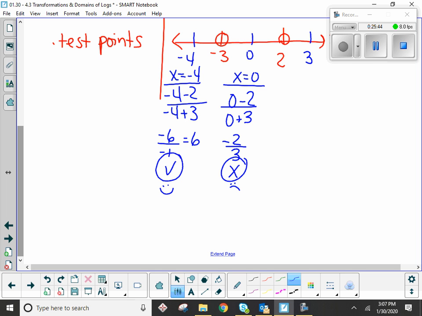And then test 3. Let me do that one a little bit faster. Plug it in. It's positive, yay. Makes me happy. I got 1/6.